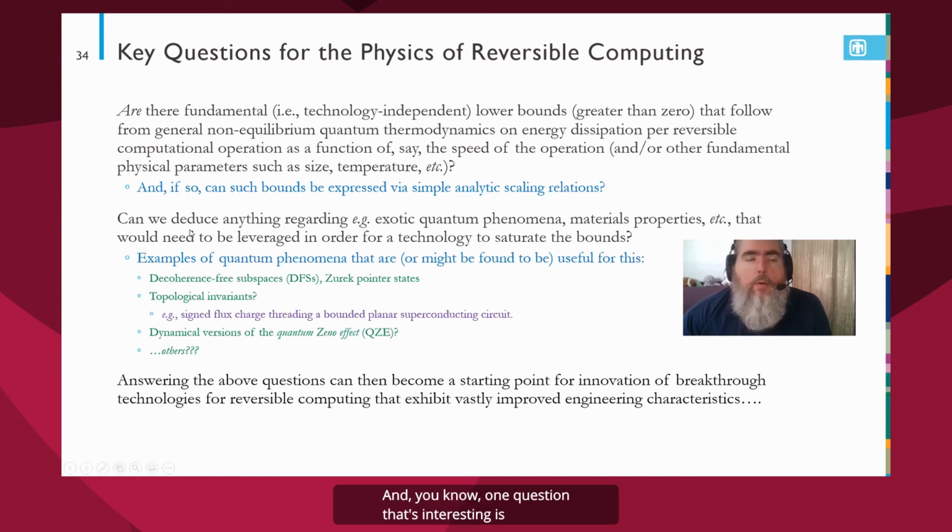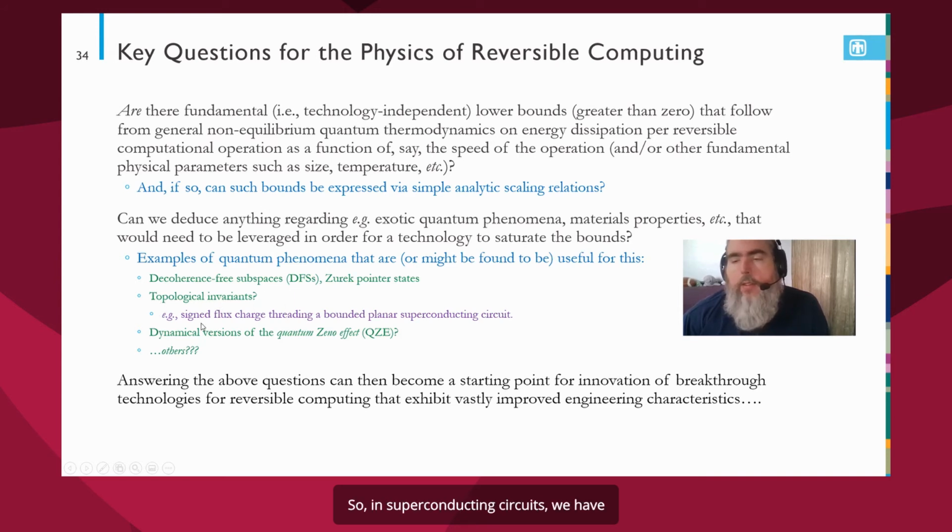And one question that's interesting is, are there exotic phenomena or special materials properties that could be harnessed, or that might need to be harnessed, in order to saturate the ultimate bounds, whatever they are? And there are some things like pointer states or decoherence-free subspaces that I think will almost certainly end up being essential. There are some other things that might help, such as topological invariance.